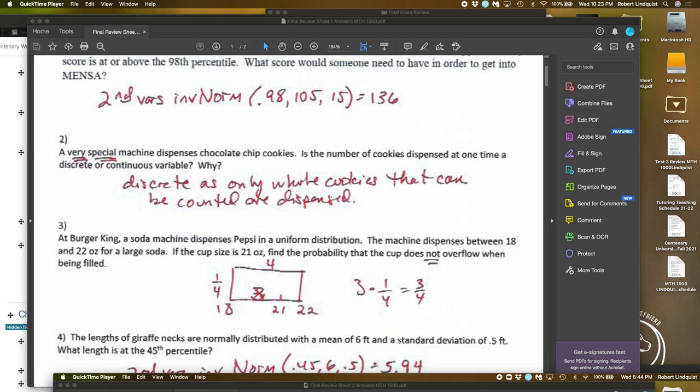A very special machine, I mean really special, dispenses chocolate chip cookies, one of God's great gifts to the world. Is the number of cookies dispensed at one time a discrete or a continuous variable? It's discrete because you can only do the whole cookies. It's a counting thing, 1 cookie, 2 cookie, 3 cookie, etc.